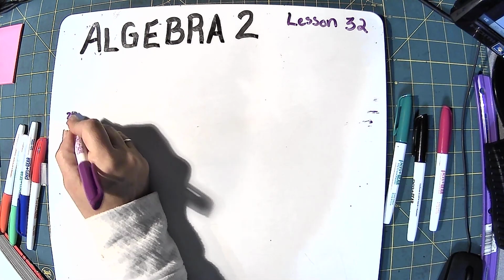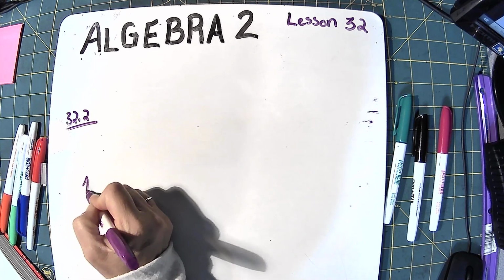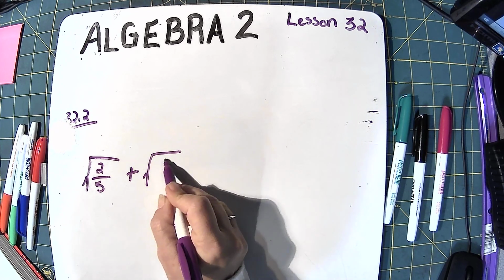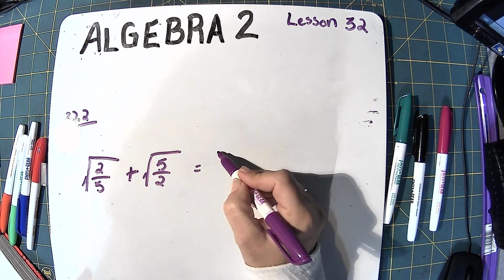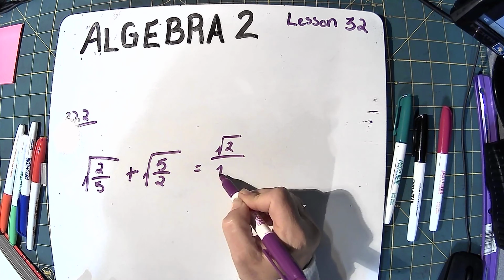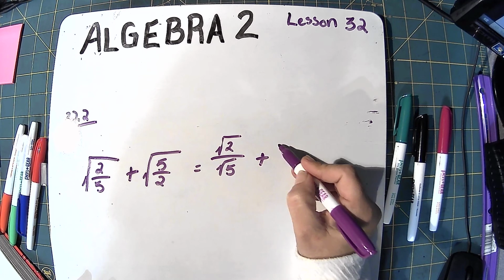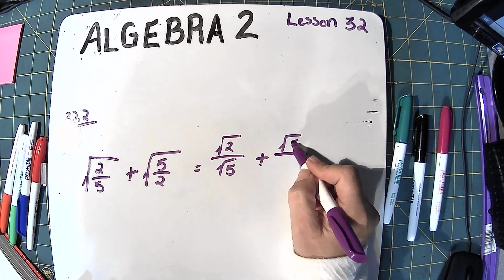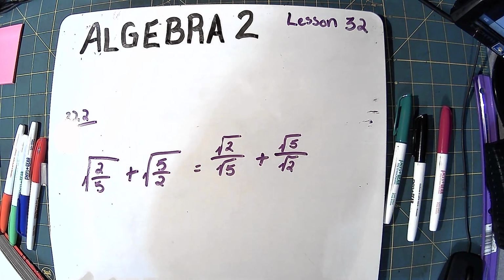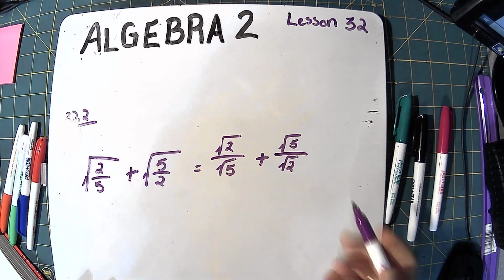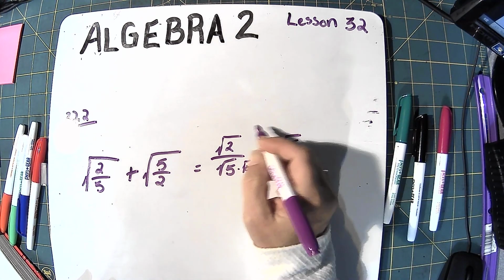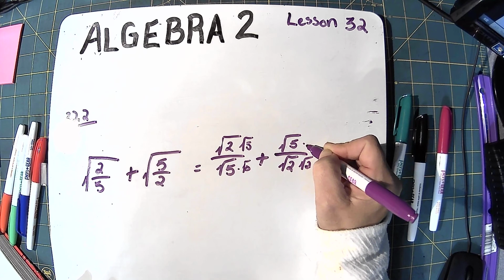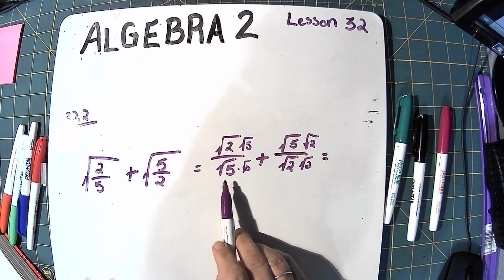This one is 32.2, and it says the square root of 2 over 5 plus the square root of 5 over 2. So first thing we're going to do is separate these out. And then we've got the square root of 5 over the square root of 2. And what we're trying to do first is rationalize this denominator. So we're going to multiply this times the square root of 5. And whatever we do to the top, we have to do to the bottom. And same thing here, times the square root of 2, and do that up here, times the square root of 2.